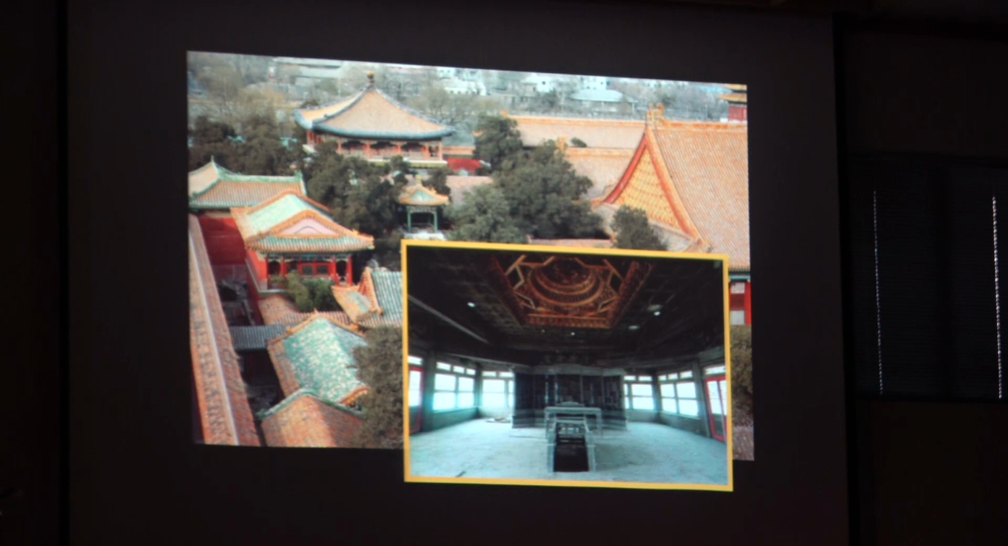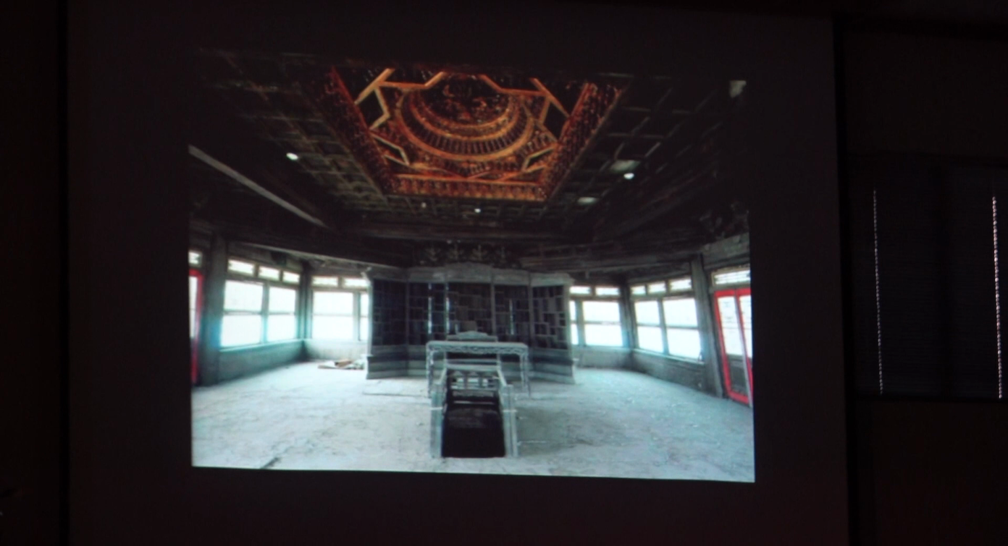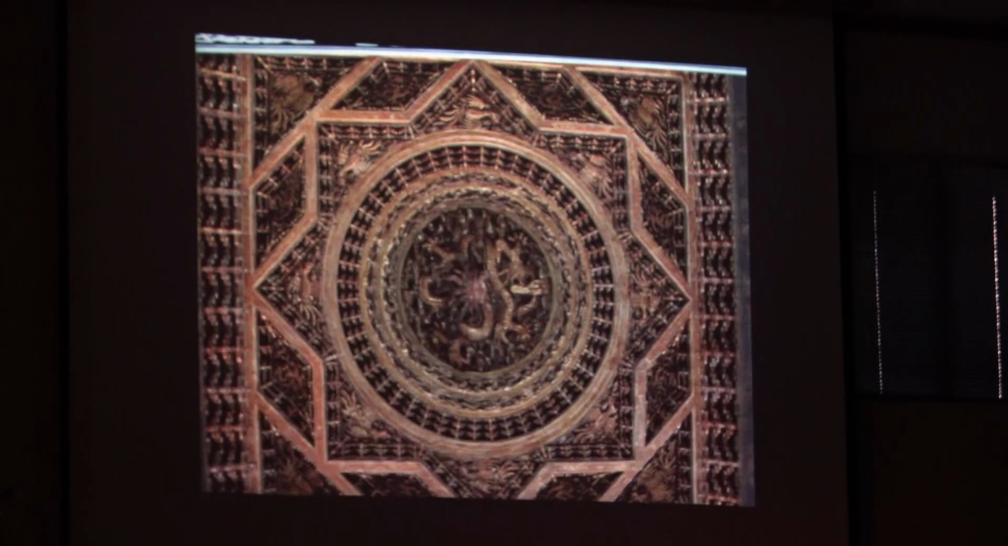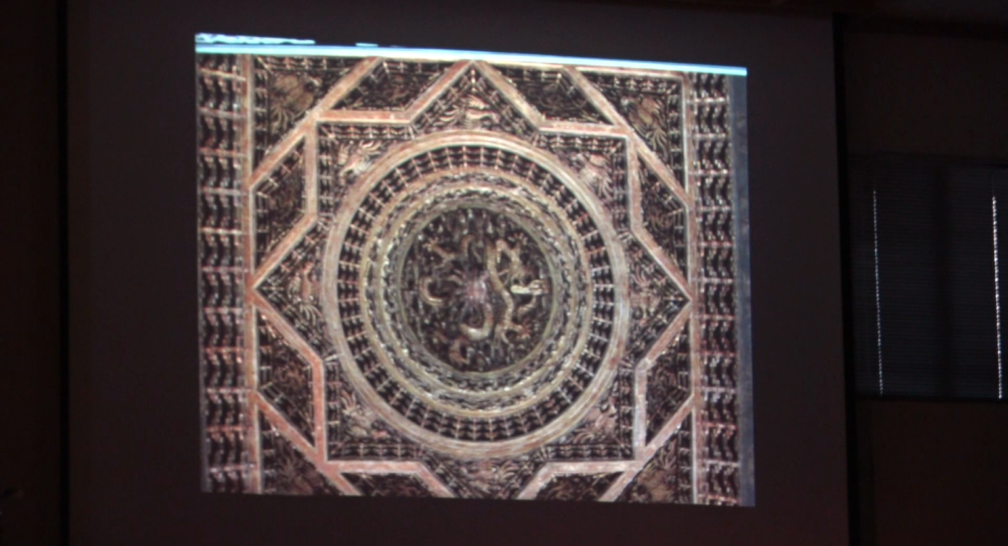This is the room before it's been conserved. It's now conserved. I just want you to look at this fabulous ceiling. It's what's called a caisson ceiling. It's carved out of wood and then painted in gold. It's still in fantastic condition.